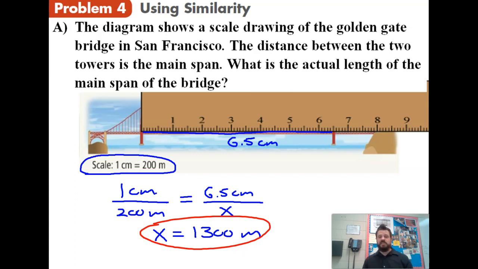All right, so that's how you use a scale drawing. Why don't you take a minute, pause the video, give part B a shot, the same idea, and then hit play to check your answer.